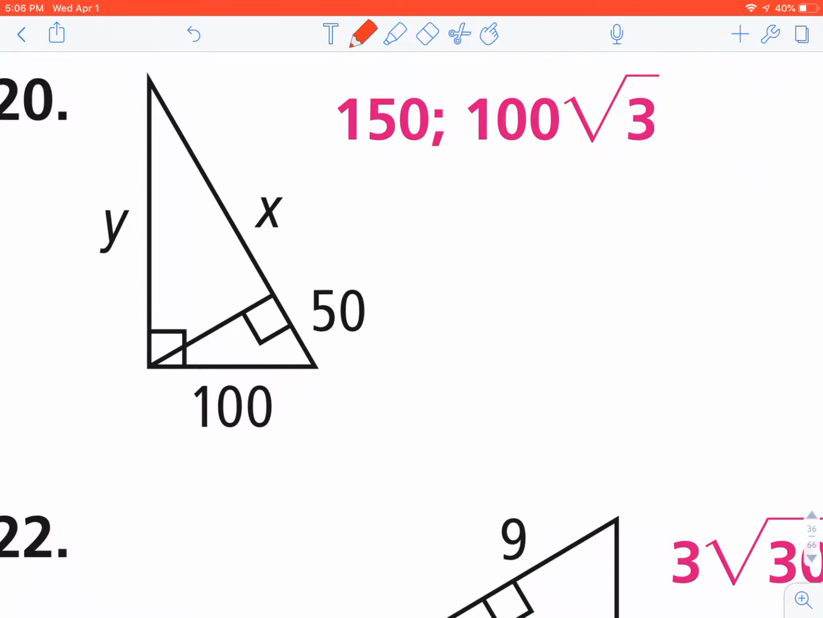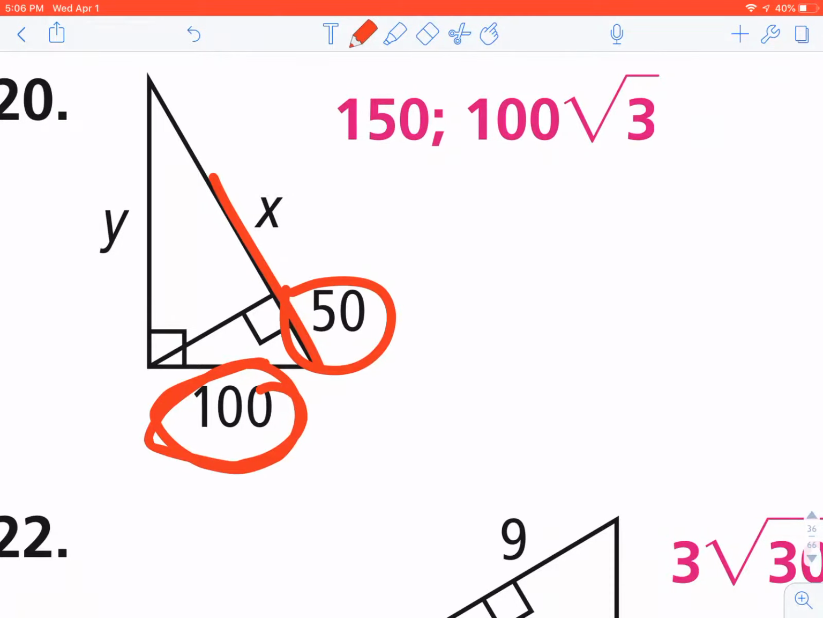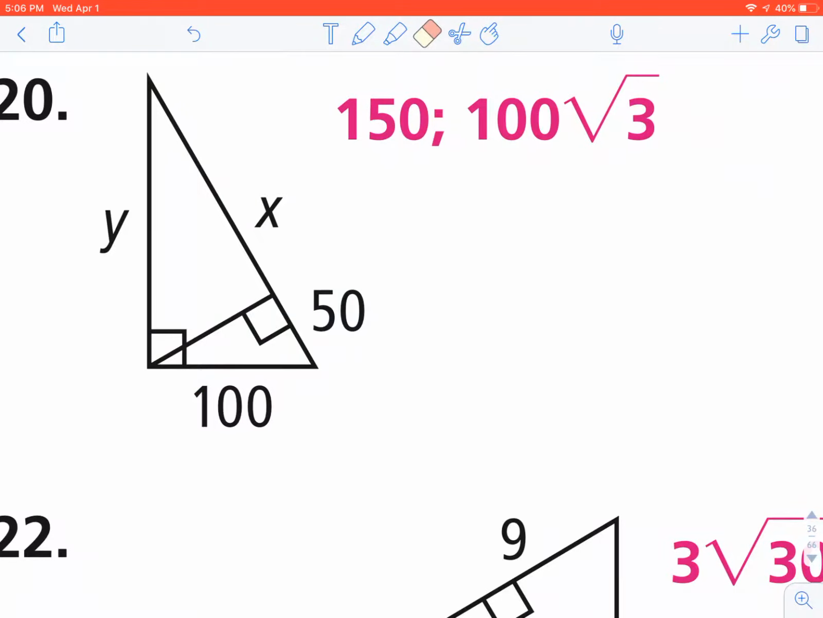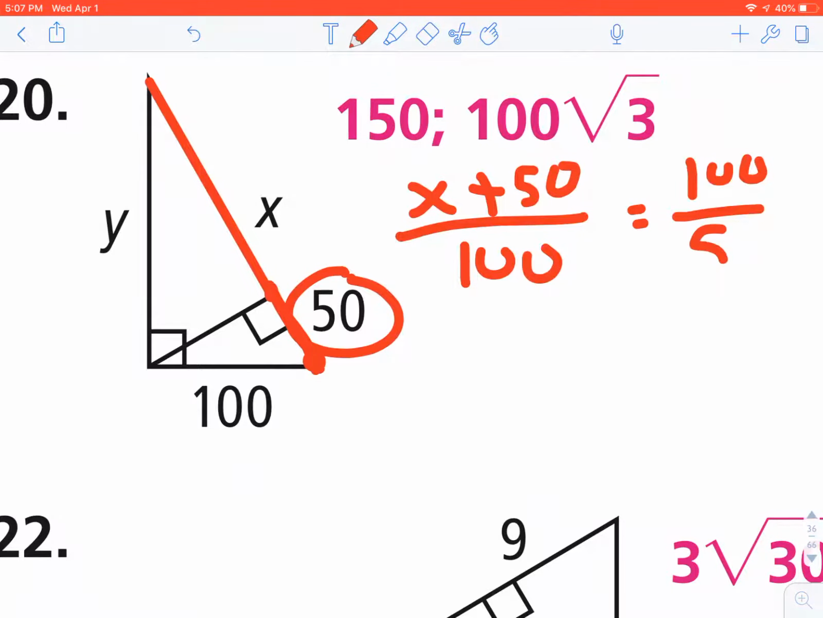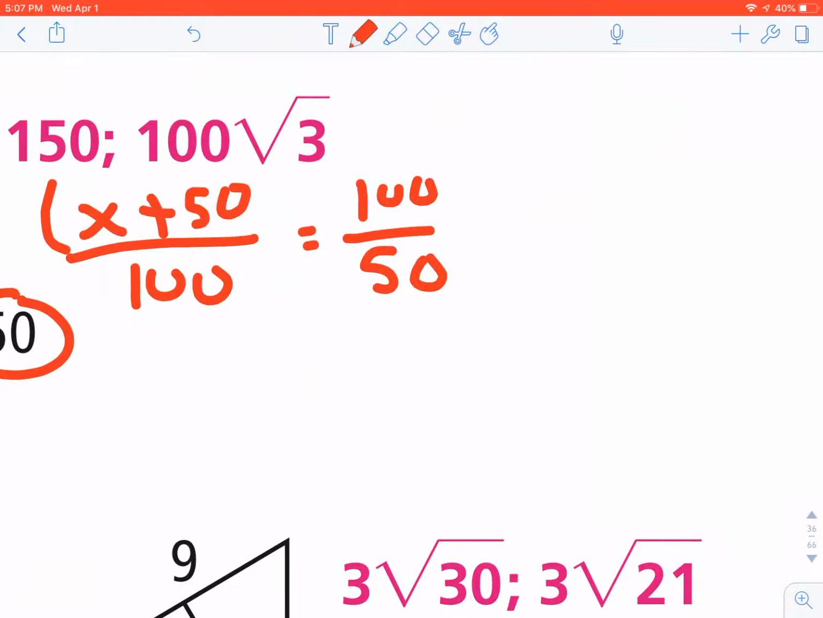In order to do so, we're going to use the whole hypotenuse is to the leg, as the leg is to the part of the hypotenuse closest to the leg. So the whole hypotenuse's length is from here to here, which is x, plus, and from here to here, which is 50. So our whole hypotenuse is x plus 50 is to the leg, as the leg is to the part closest to the leg. I'm hoping I have enough room here.